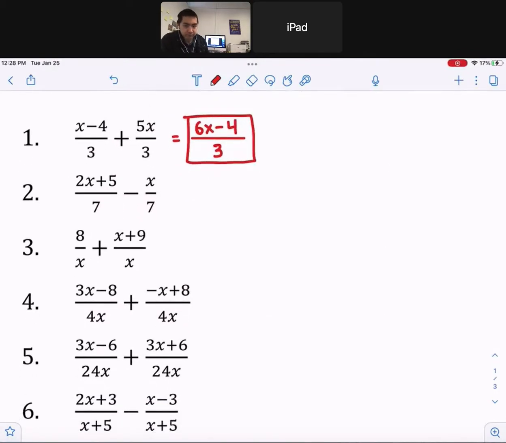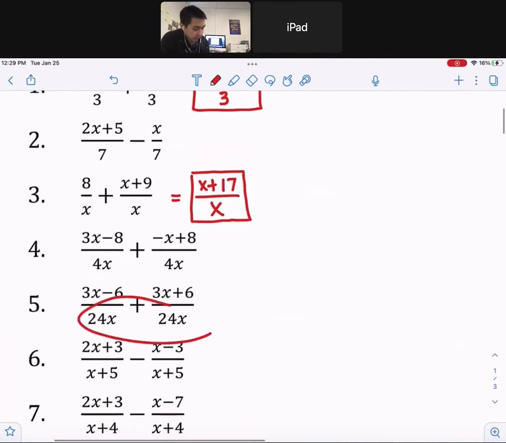Number 3, same common denominator, so we can just add the numerators together. So we got x on the bottom, the 8 and the 9 combined, so we're going to have x plus 17. And there's nothing else we can do with the top, so that is what we're going to have.